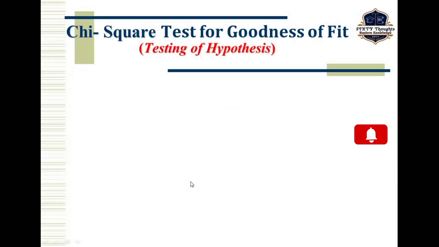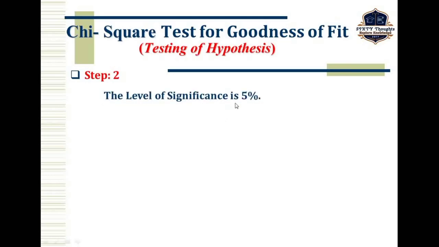Next, step number 2. Here the level of significance is 5%. From the given problem, they did not mention a percentage value, so we consider 5%. Okay. Step number 3, to find the chi-square value.